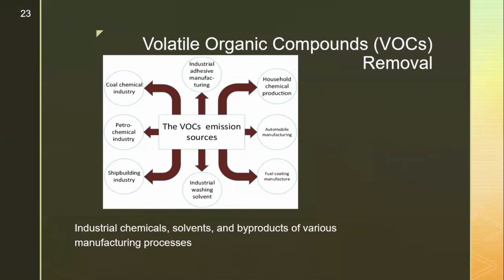Beyond petroleum hydrocarbons and chlorinated solvents, in situ air stripping is applicable to a wide range of volatile organic compounds, or VOCs, found in contaminated sites. These may include industrial chemicals, solvents, and byproducts of various manufacturing processes. By introducing air into the subsurface, in situ air stripping promotes the transfer of VOCs from groundwater or soil to the vapor phase, allowing for their capture and treatment.